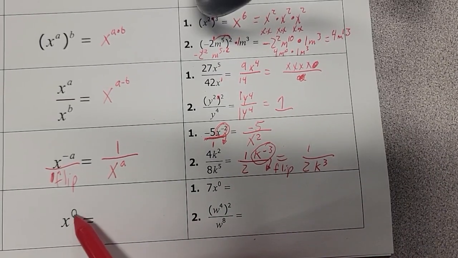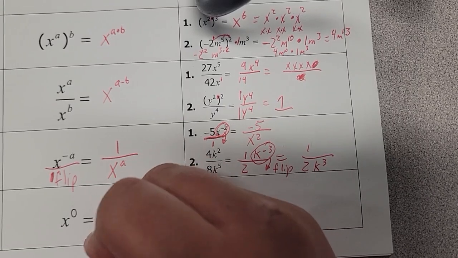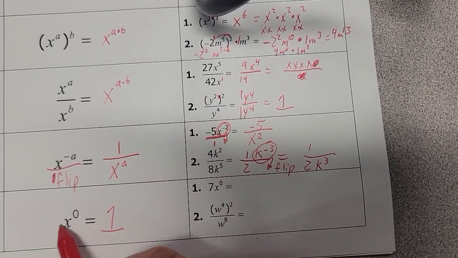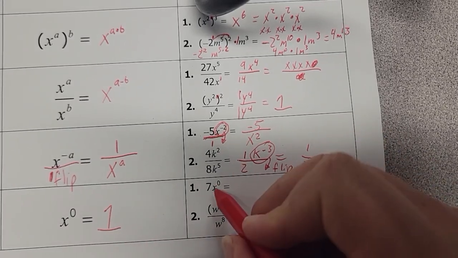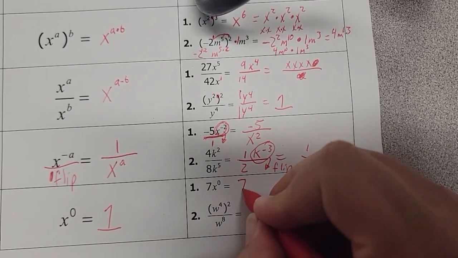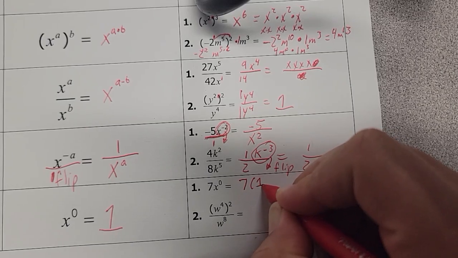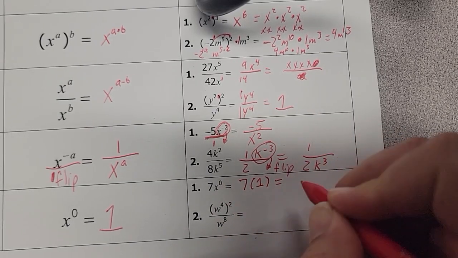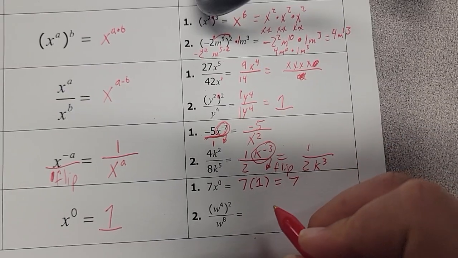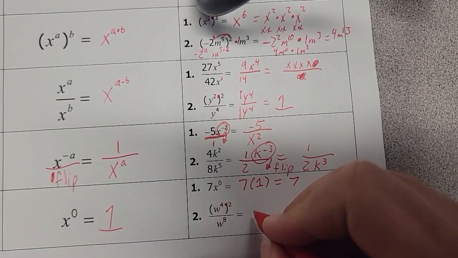Now this is the easiest one. Anything raised to the 0 equals 1. You can have whatever you want on the base. As long as there's a 0, it's going to equal 1. So right here, this is going to be 7. And then this turns into a 1 because x to the 0 is 1. What is 7 times 1? 7. All right. So here I have 4 times 2.